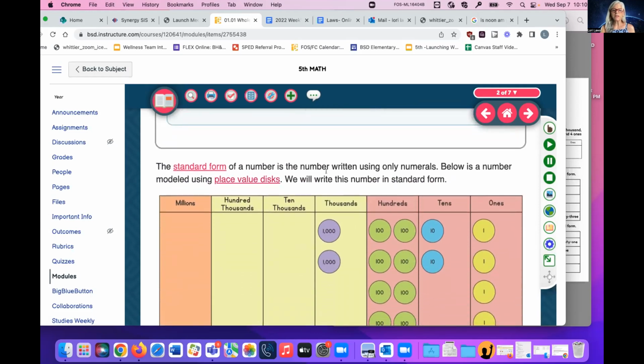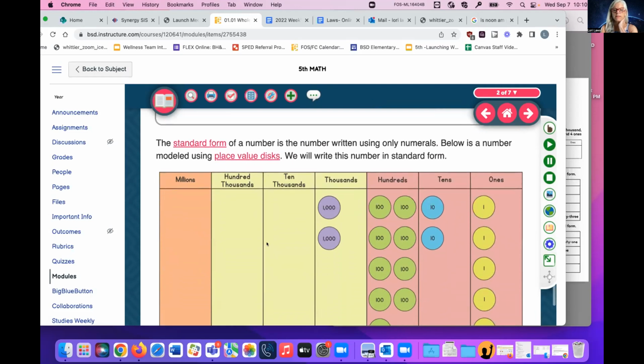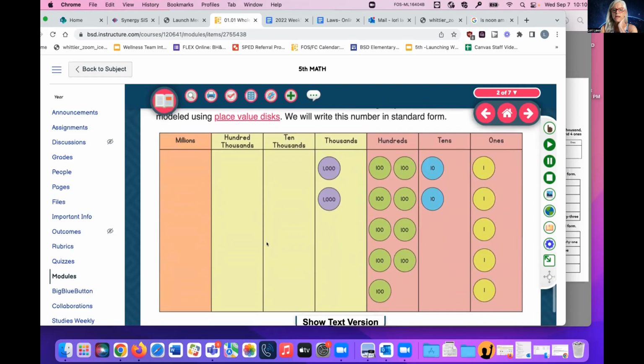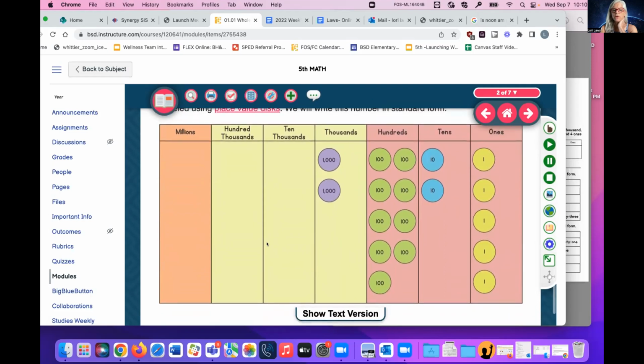The standard form of a number is the number written using only numerals. So standard is like regular. Below is a number modeled in place value disks. We will write this number in standard form. So right now, if you have a pencil in your hand, see if you can write this number.